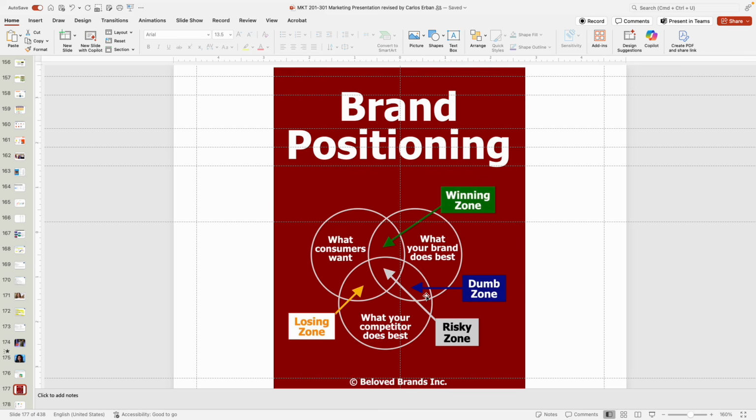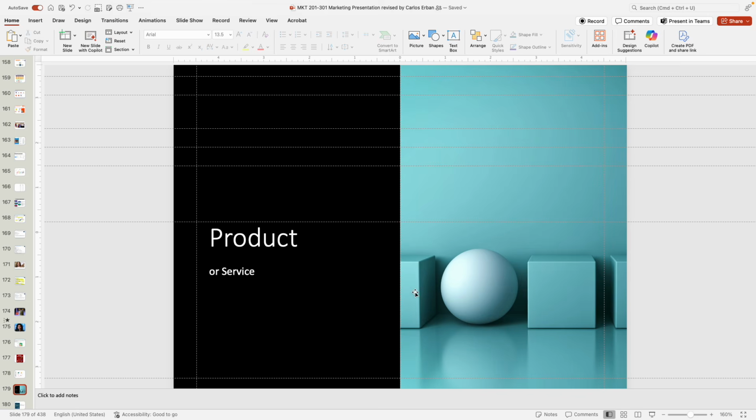So I found this that I like very much. What consumers want, what your brand does best, what your competitor does best. Obviously you want what consumers want, but you also want what you do best, because if you're doing what consumers want, but you're doing what your competitor does best, then that's not good. And if both of you do something really well, then this is risky, because again, you fall into undifferentiated. That's it.